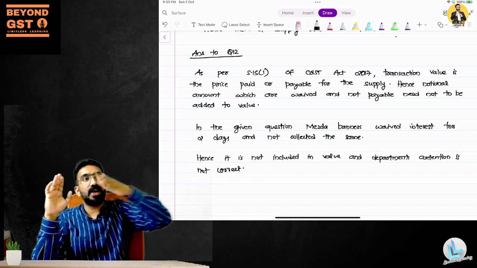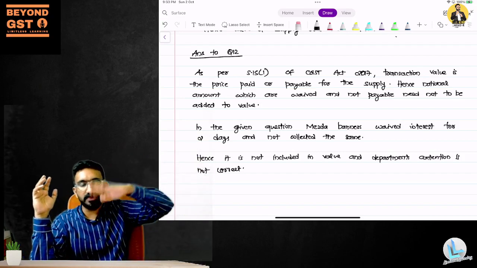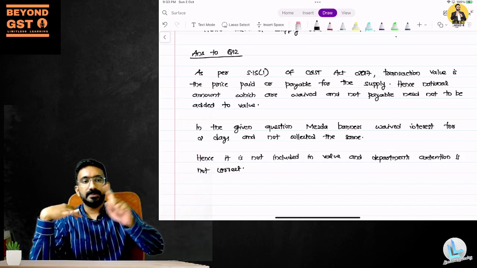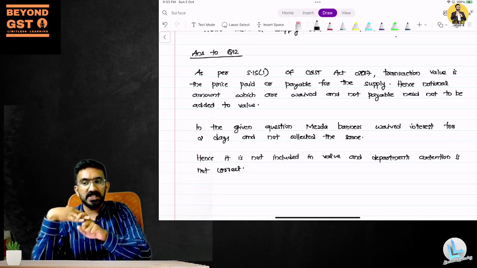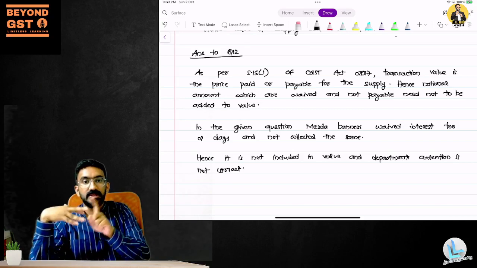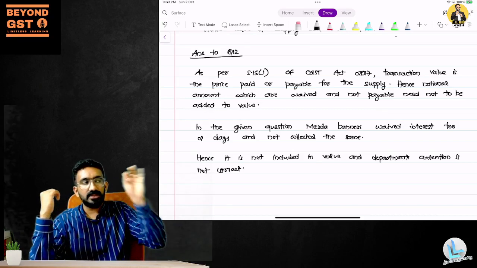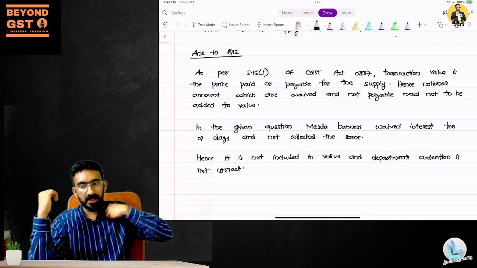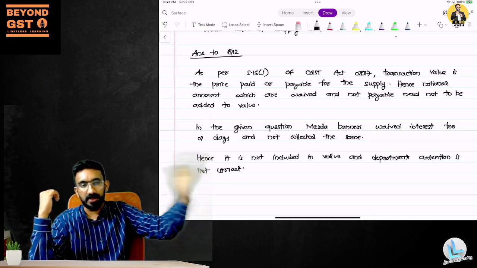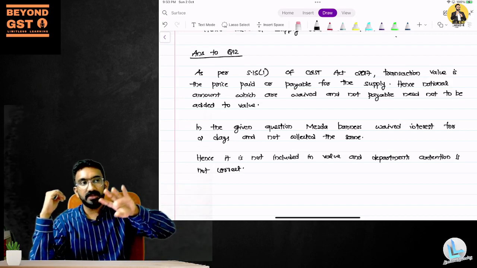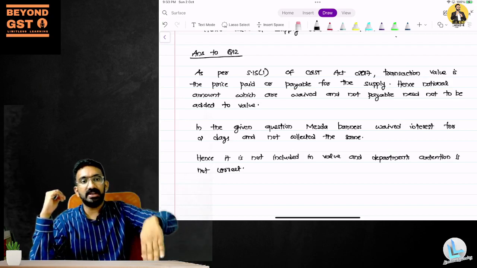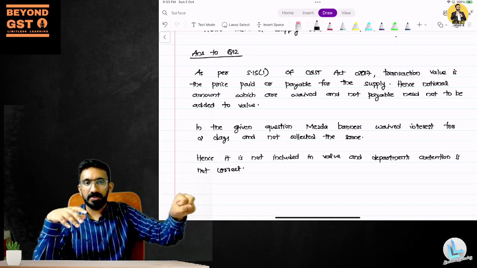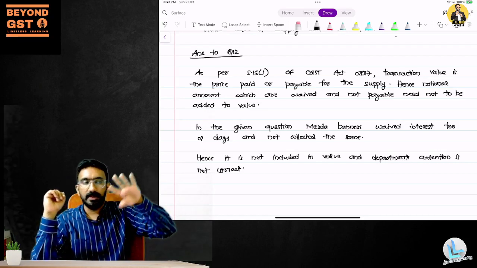Then we looked into five things to be added to the value if not already added, and questions relating to that. First, taxes other than GST. TCS under income tax need not be added. Then direct third-party payment by the recipient on behalf of the supplier in relation to supply will be added to the value. If it's not on behalf, no need to add. Then incidental expenses incurred by the supplier in relation to supply, charged from the recipient, should be added to the value.